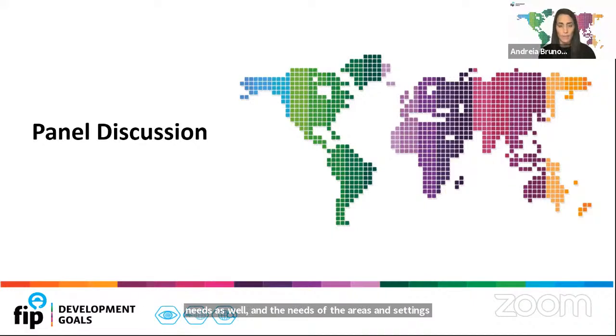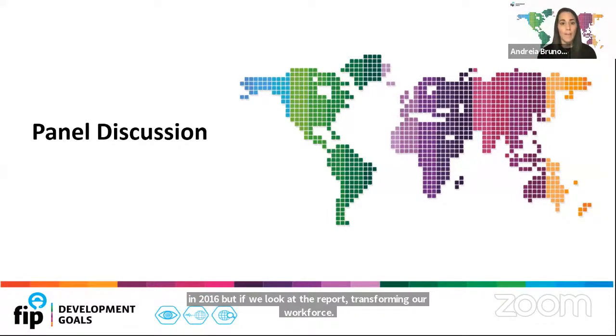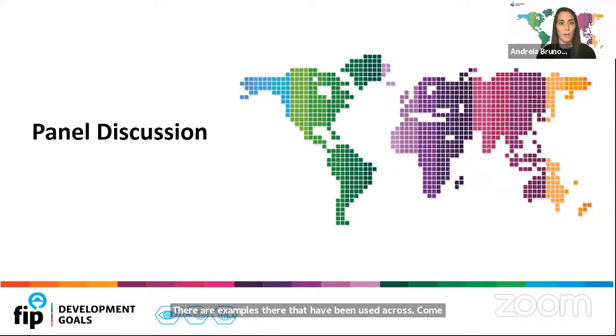Most of the competency frameworks that have been developed by FIP have been used outside of academia, and we have several examples on how to use this. I know it's a bit outdated because it was back in 2016, but if we look at the report, Transforming Our Workforce, there are examples that have been used across countries, across regions, and of course at local levels. So we have developed competency frameworks and they are in use, for example, in specializations in Portugal. In the UK, you have the advanced and also the foundation framework used by the Royal Pharmaceutical Society, and in Portugal by the Portuguese Pharmaceutical Society.